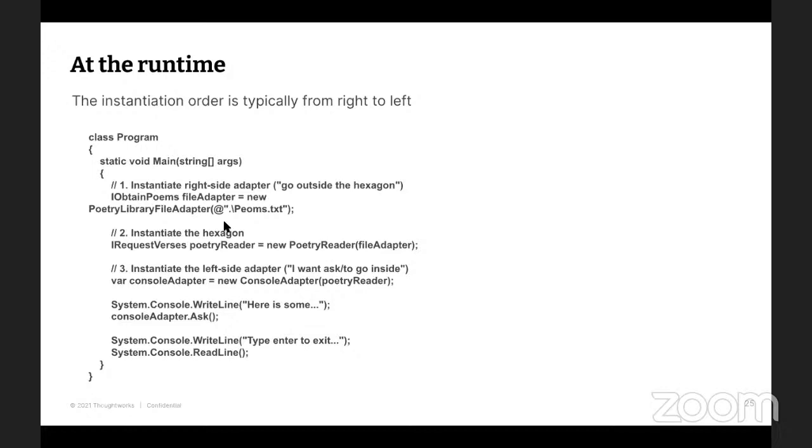And the next one is that we are instantiating the Hexagon. This poetry reader takes a parameter of file adapter, right, that we have seen before. And this is of type I request verses. And after instantiating the Hexagon, you would instantiate the left side, which is the poetry reader, right? I apologize. I think poetry reader is implementing request verses. Sorry, I gave the wrong information before.